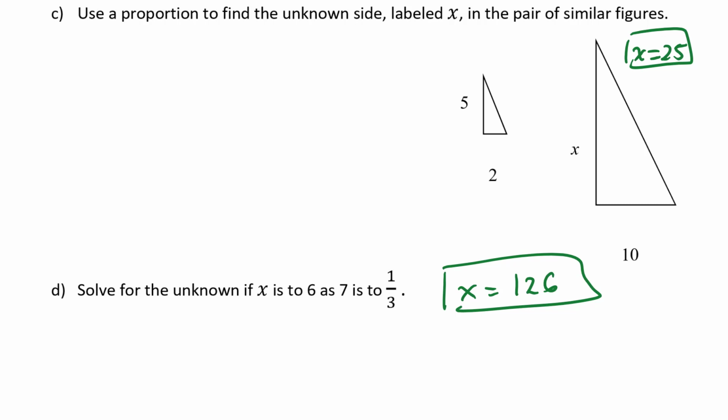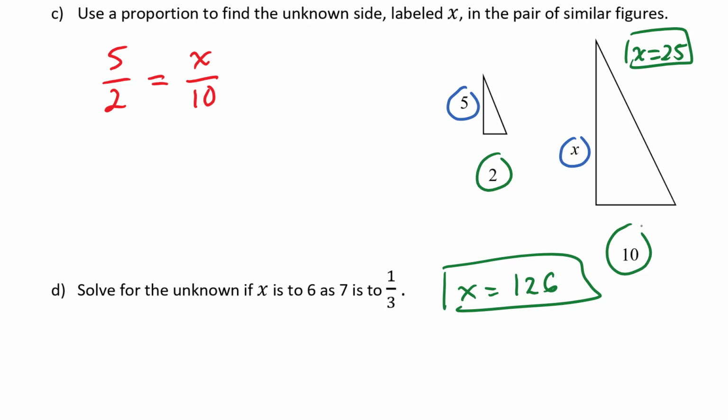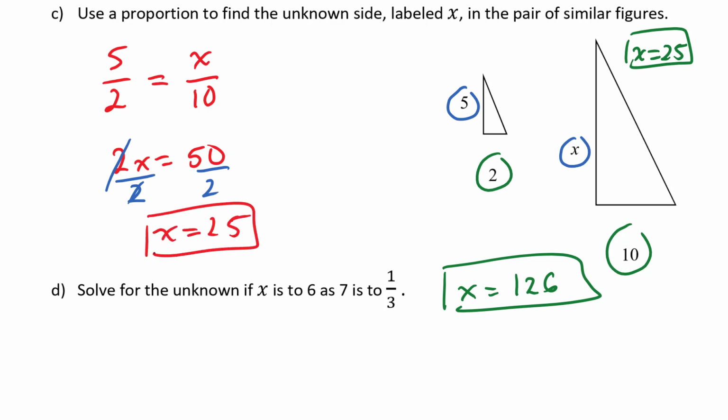So these are proportional. I can say 5 is to 2 as x is to 10. This is your left side, and this is the bottom. These two things are proportional. Now we can solve it. We can cross multiply. 2x equals 50. Divide both sides by 2. The 2's cancel each other out. X equals 25. Therefore, we have now solved for x.